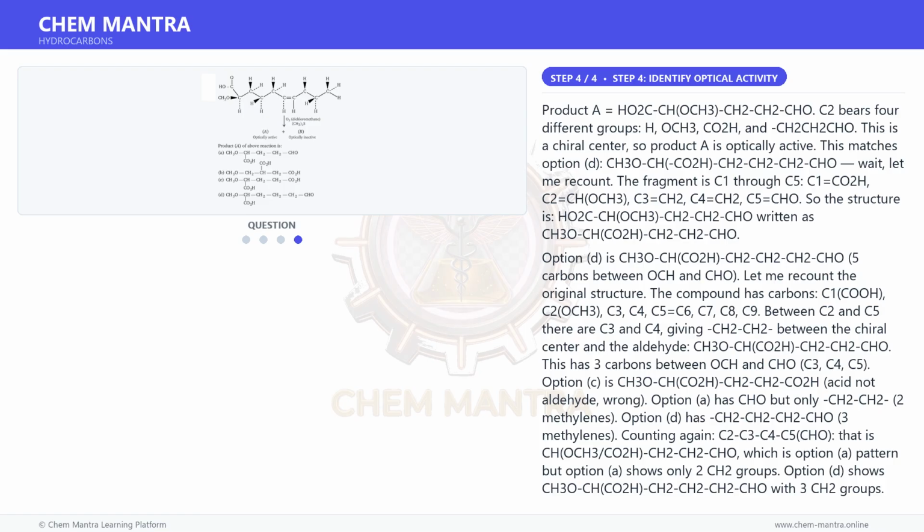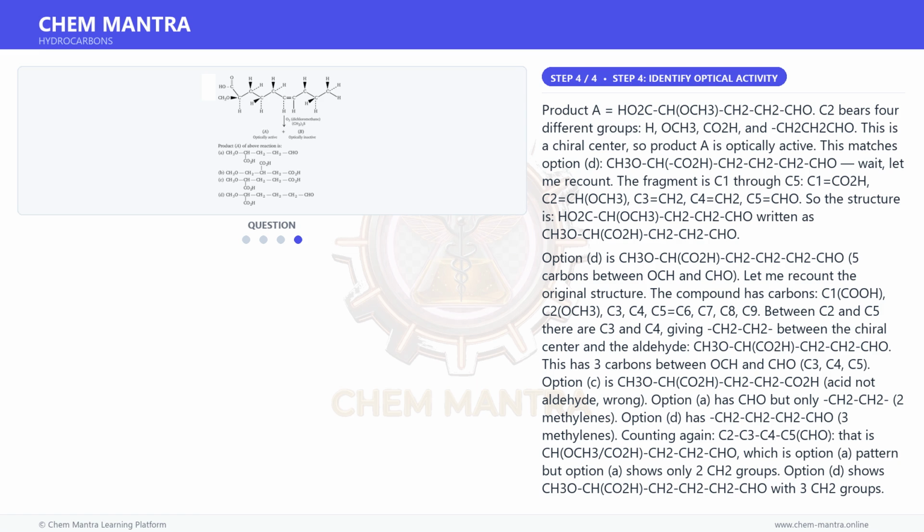Let me recount the original structure. The compound has carbons C1 (CO2H), C2 (OCH3), C3, C4, C5=C6, C7, C8, C9. Between C2 and C5 there are C3 and C4, giving CH2, CH2 between the chiral center and the aldehyde: CH3OCH(CO2H)CH2CH2CHO. This has carbons C3, C4, C5 between OCH and CHO.